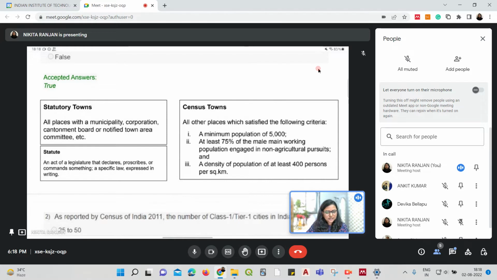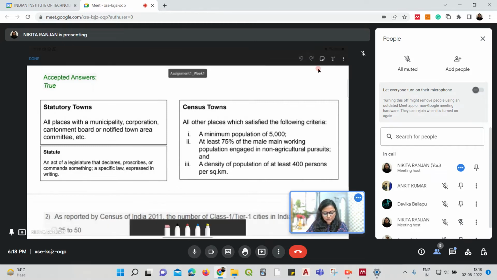The census definition has three criteria, which you might have studied in the lectures already. I have written those here. The first is it should have a minimum population of 5,000. This is the first criteria. Second is at least 75% of the male working population should be engaged in non-agricultural pursuits. So it can be anything ranging from the secondary and the tertiary sector, any manufacturing or service sector activity. It should just not be related to any agricultural pursuit.